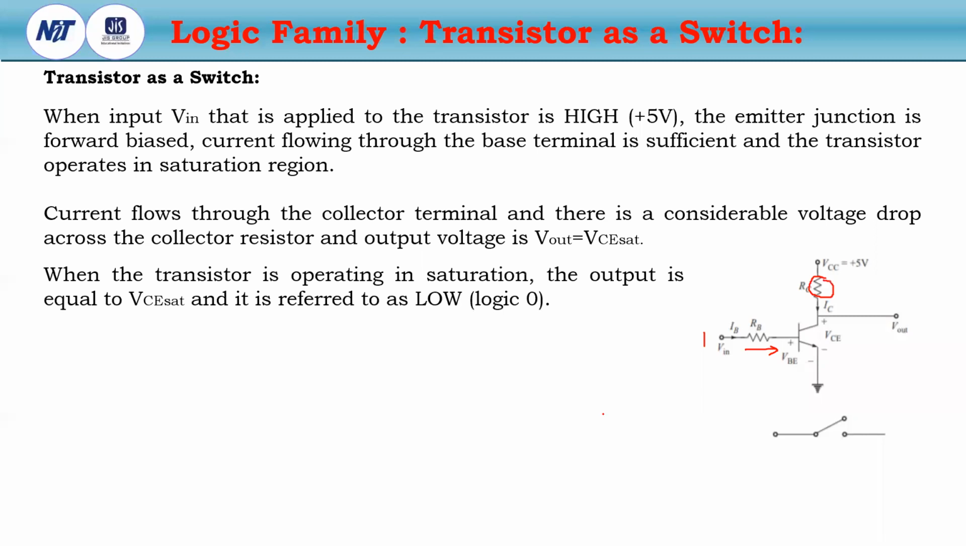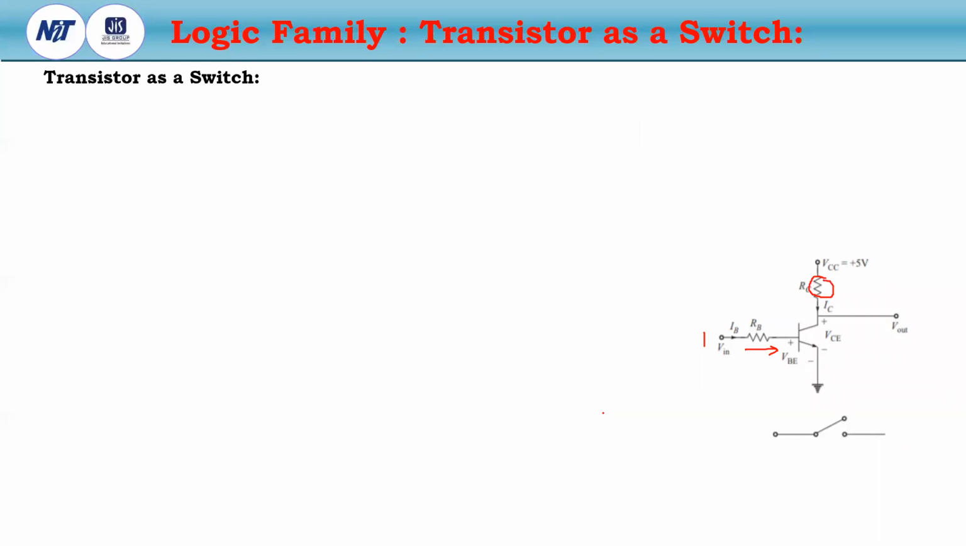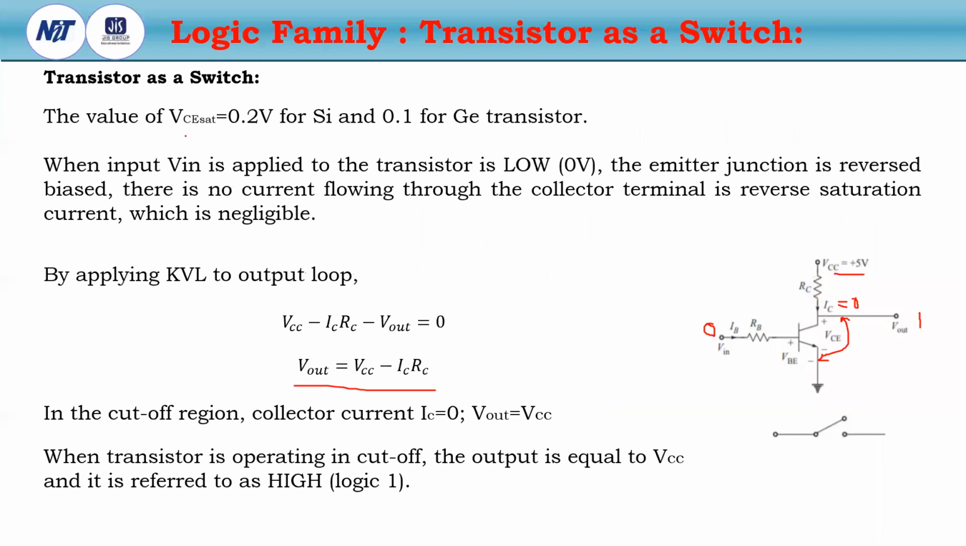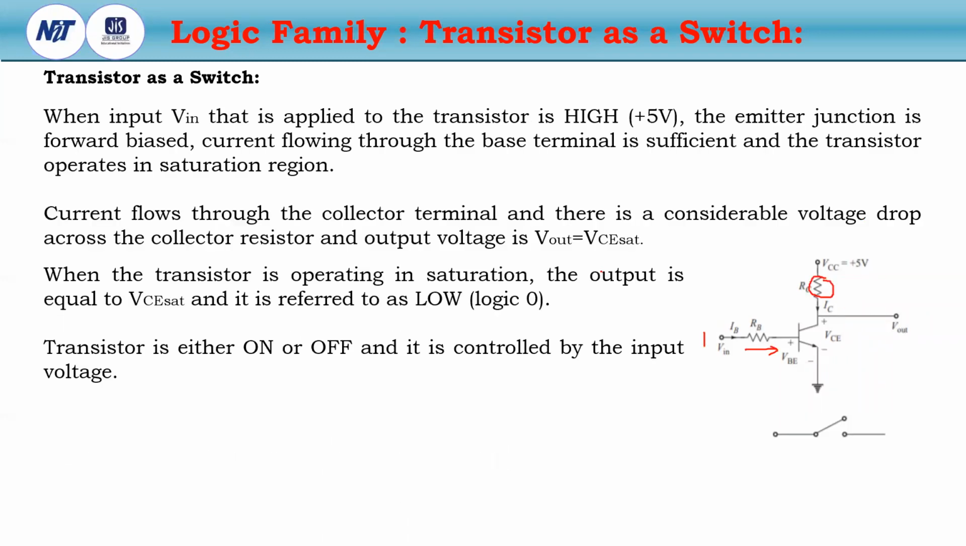When the transistor is operating in saturation, the output is equal to VCE sat, and it is referred to as logic 0, because this voltage is 0.2 volt for silicon and 0.1 volt for germanium. So that will be treated as logic 0. So this is the basics of the transistor switch. Here the transistor is either on or off, and it is controlled by the input voltage only.